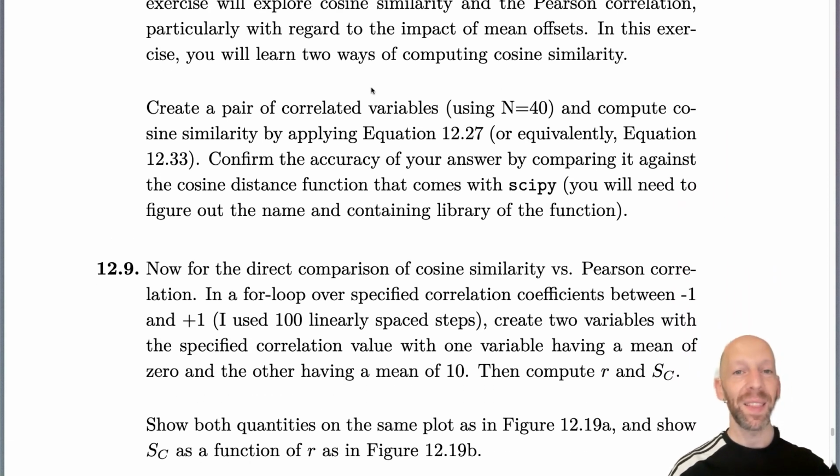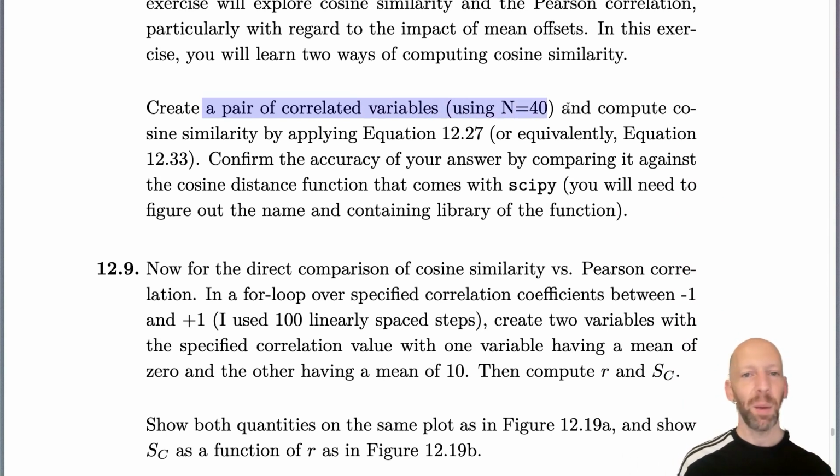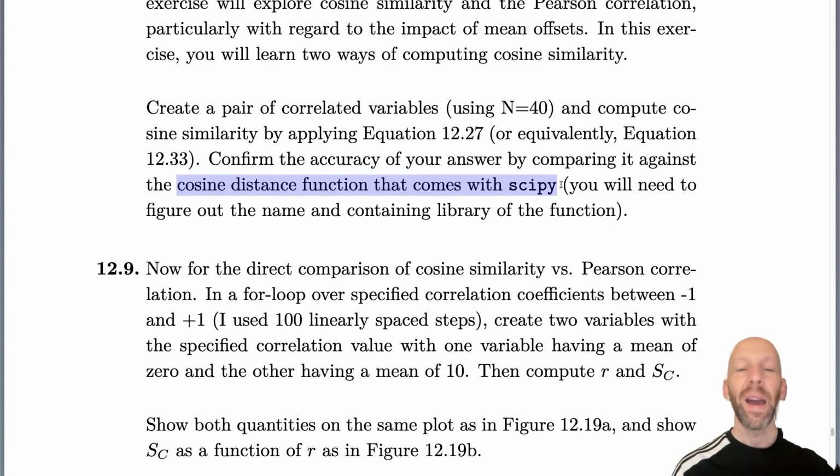So in particular, in this exercise, create a pair of correlated variables using a sample size of 40. You can create the pair of correlated variables any way you want. You can do it in a simple way, in a more complicated way, with a correlation coefficient that you specify. Totally fine, up to you. Then find the cosine distance function that comes with SciPy and confirm that you get the same answer. Okay, now first I will show you these equations, 27 and 33, and then I'll switch to code.